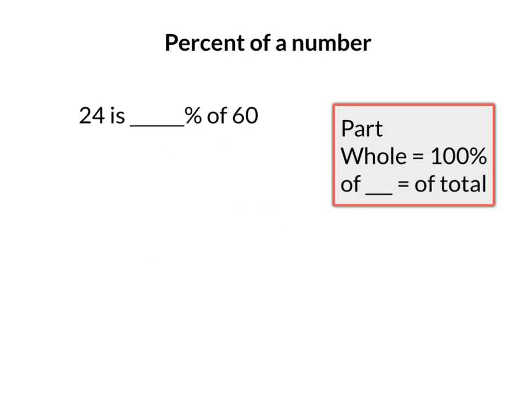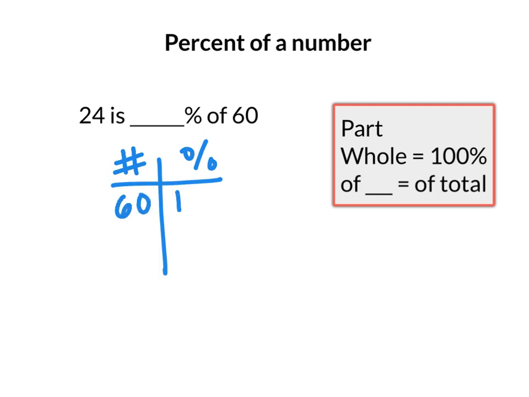This is the third and final type of problem that you can get with percents. So it says 24 is blank percent of 60. So in this case, I don't know the percentage, but I do know of 60. So this is my total because it says of 60. So when I start my ratio table, here is my number, here is my percent. So we know 60 is 100%, and I want to make 60 become 24.